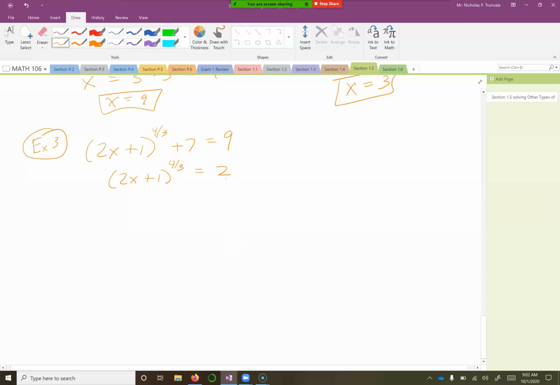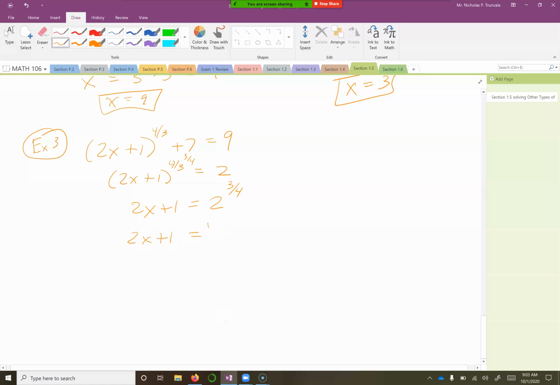All right, now we're going to do that same thing where I'm going to raise both sides to 3/4, right? So now my next line becomes 2x plus 1 equals 2 to the 3/4. Now this sucks because the denominator is 4, which means it's a 4th root. But we know how to work with these for now, okay? So let's see what we could do.